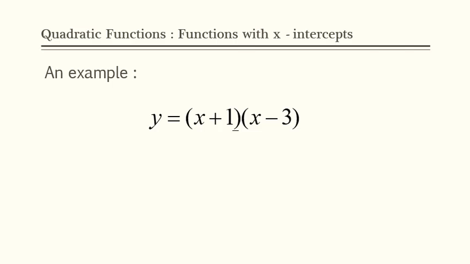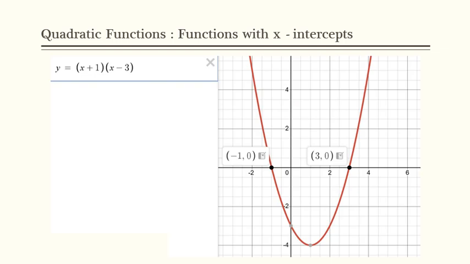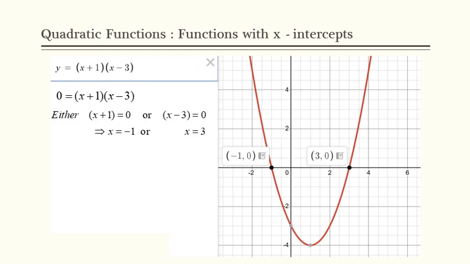Let us look at the behavior of a quadratic function with x-intercepts. The plotted graph shows that the x-intercepts are x equals -1 and x equals 3 respectively. These x-intercepts are obtained when we let y equals 0 and solve the factorized quadratic equation.